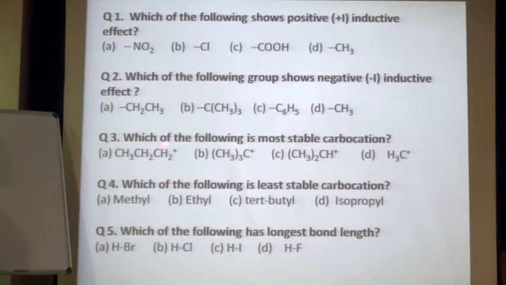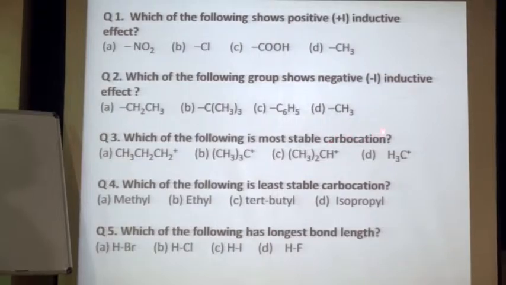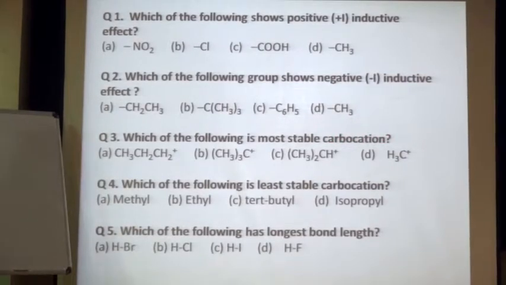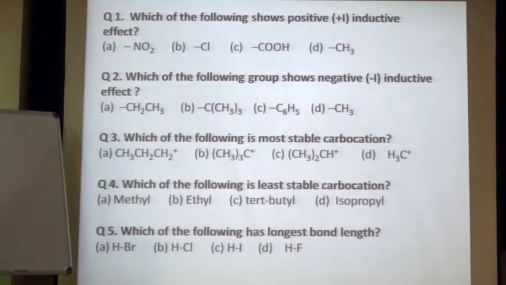Now let's go to the third question. Which of the following is the most stable carbocation? I hope you remember that. Which is the most stable when we compare primary, secondary, tertiary? Tertiary is the most stable. So in this case, which is the tertiary one? B is the tertiary carbocation or carbonium ion, so B is the right answer. Okay, is everybody clear about it now? Primary, secondary, tertiary.